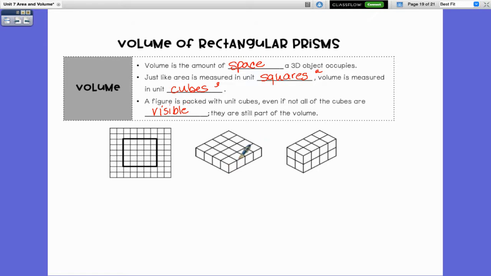So it would be 4 times 4 times 1. And this one has a height of 2. And so it's 2 times 4 times 2. So 2 times 2 times 4 is 2 times 2 is 4, times 4 is 16.